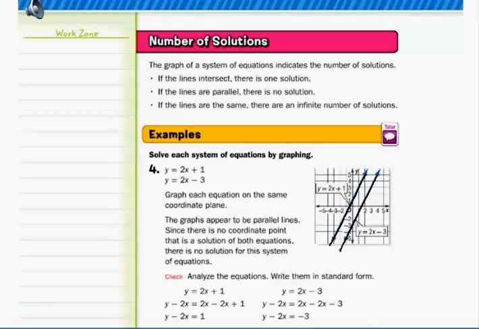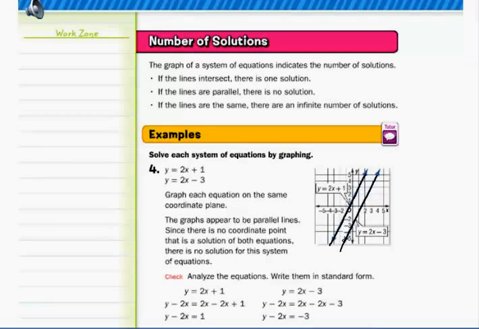They will never cross. So tell me, how in the world could you ever have a solution if our solution is the point where they cross? And these two will never cross. So it is possible, if you have parallel lines, that you will have no solution because they will never cross. So if I say solve each system by graphing, I want you to graph each one of these and then tell me that there is no solution.